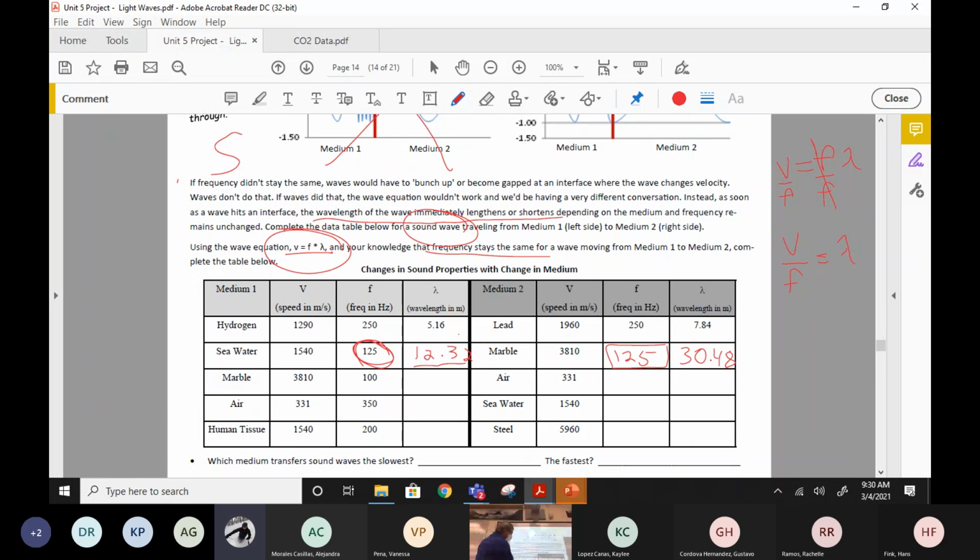We have to divide to get this lambda. Then you just copy the frequency over here, and you divide to get the new lambda. So you have to do some division, but then the frequency column should be easy. You just copy from left to right. So go ahead and take a minute to fill in that chart. And then there's some questions at the bottom to answer about it.